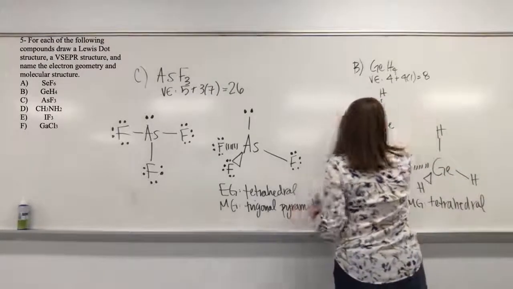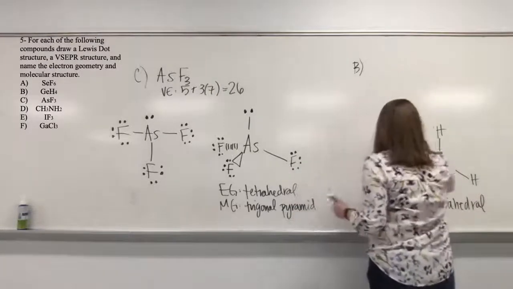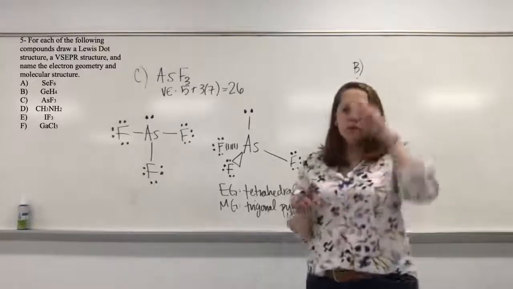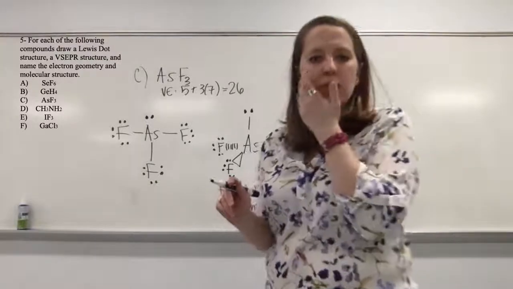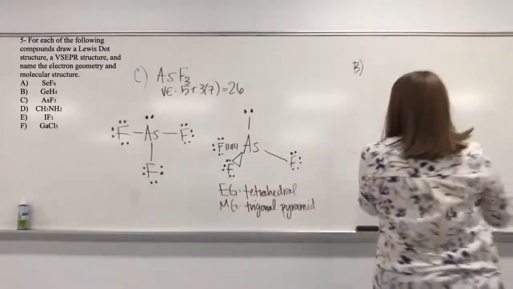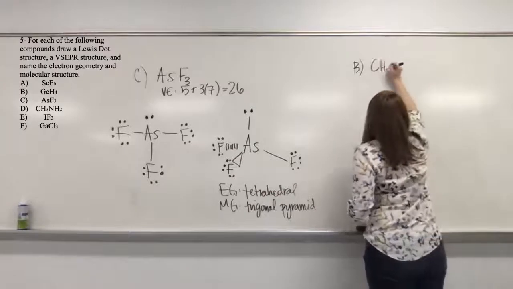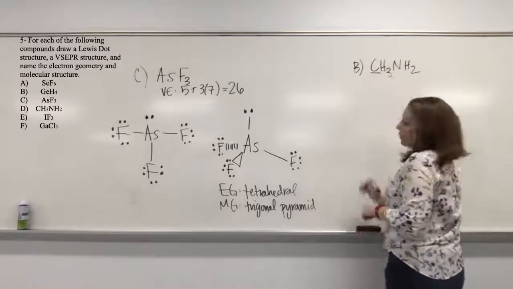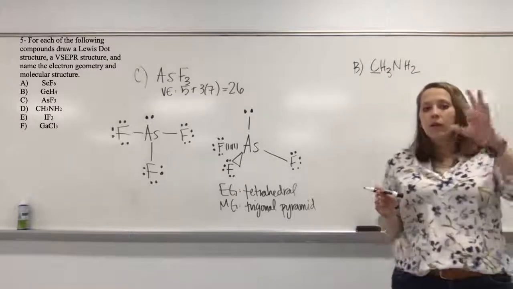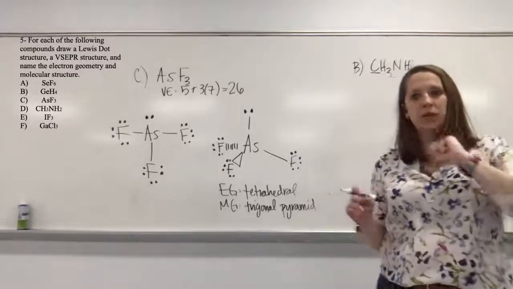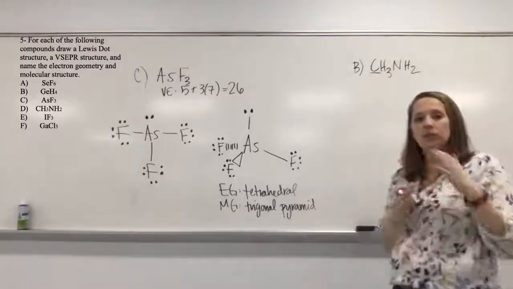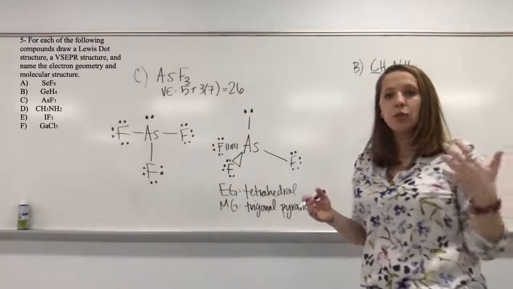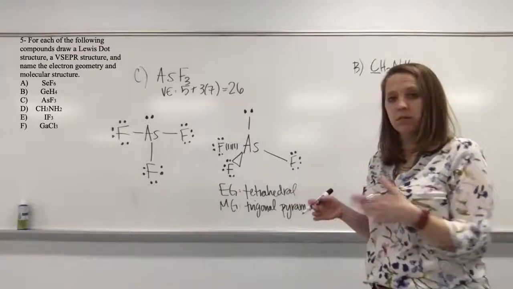So let's look at D. D is a little bit of a mixed bag molecule. In the case of D, we have CH3NH2. In this case, the carbon is going to be connected to 3 hydrogens and a nitrogen. Now, this one, I would not expect you to be able to answer without additional information.